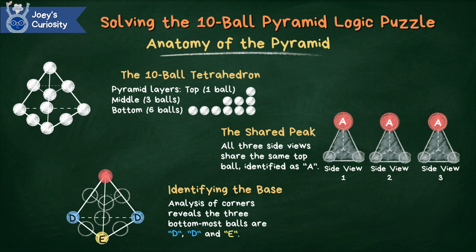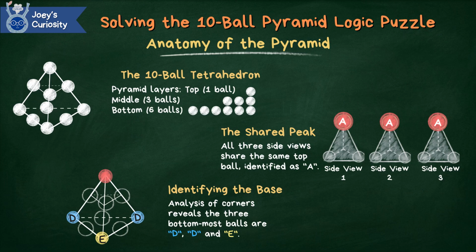First, we deconstruct the shape. A 10-ball pyramid has 3 layers: 1 ball up top, 3 in the middle, and 6 down at the base. Since the top ball in all our views is A, that immediately tells us our second A is hiding somewhere below.